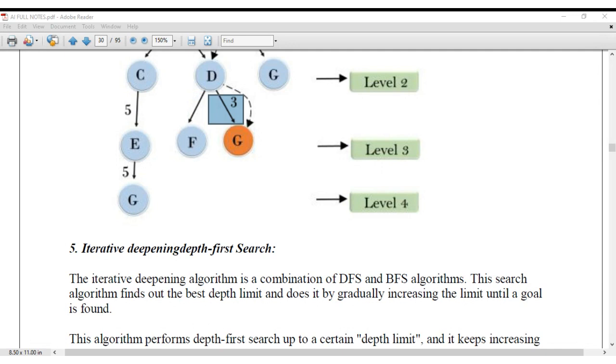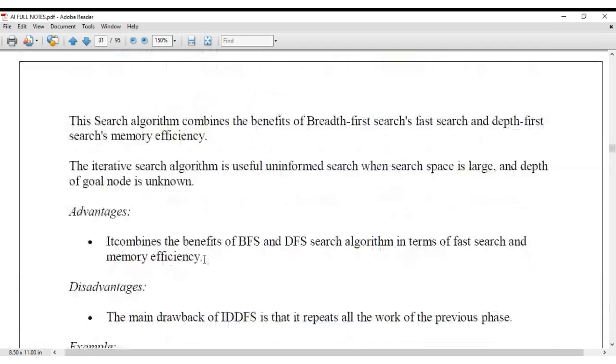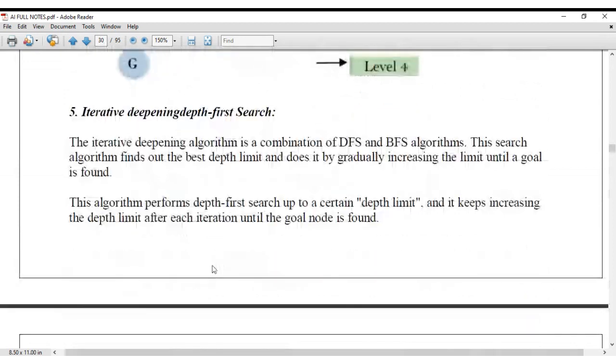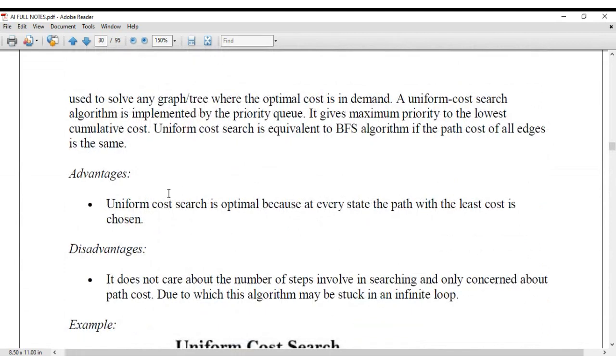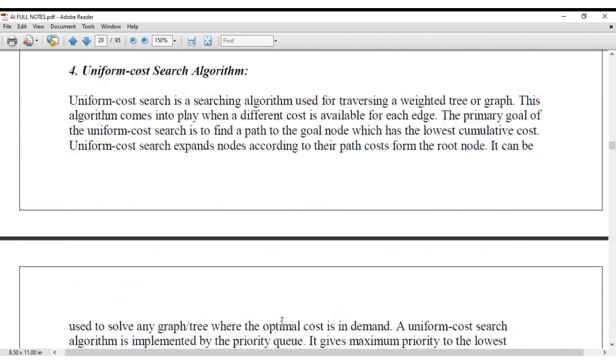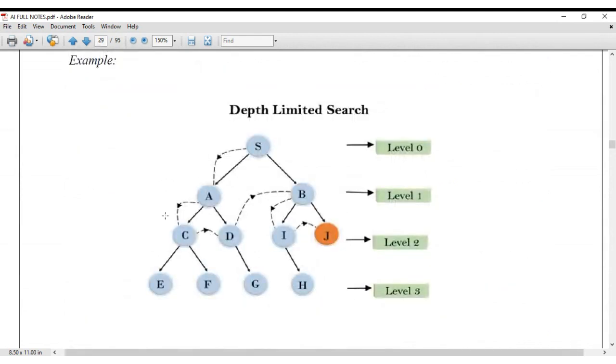Okay, then iterative deepening depth first. Okay, what are the advantages? The advantages of uniform cost search is that the search is optimal because at every state the path with the least cost is chosen. So you can have here in depth limited, you can search through the depth, and because you are not looking at the path cost, you will go through different depths, leaving the one which has probably B is the one which has the cheapest, but because you have to test, you have to go through every level.